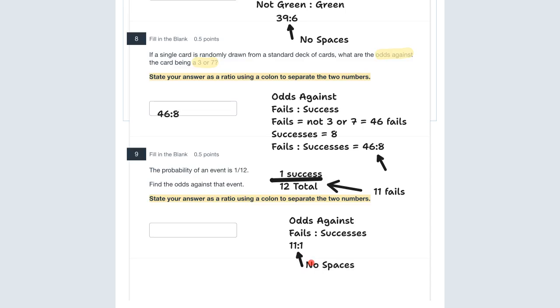Odds statements, just like spelling. If you're spelling out the word spaces and you stick a space in the middle of it, technically it's spa-ces, and it's incorrect. So in this case, we have 11 fails and 1 success. Again, read the directions, state your answer with a colon to separate the two numbers.